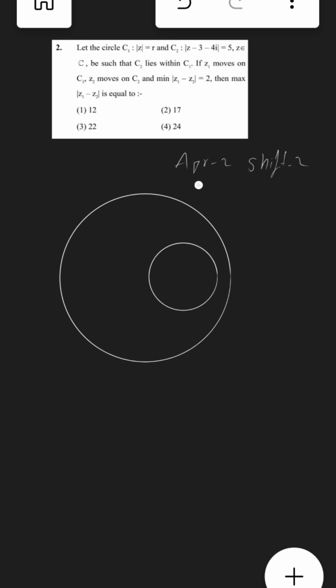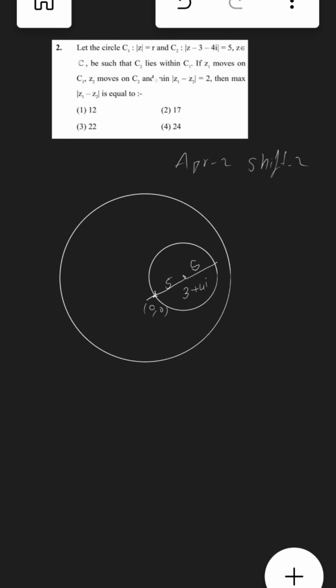The center of C2 is 3 plus 4i, and its radius is 5. The center of C1 is 0, 0, and the radius is 5.